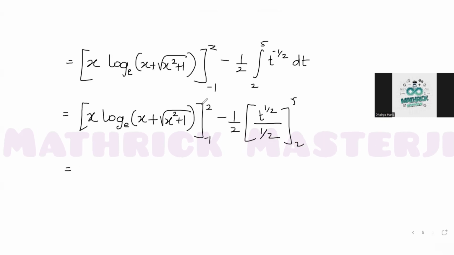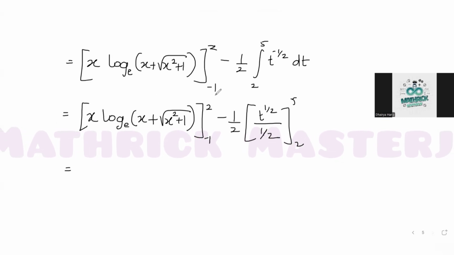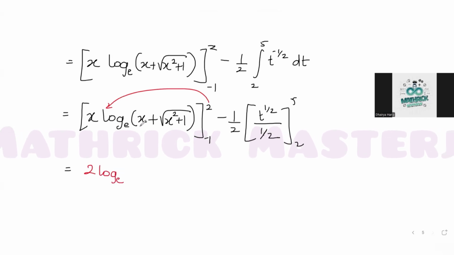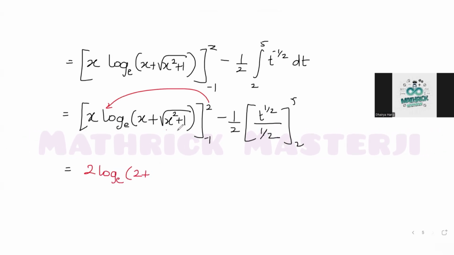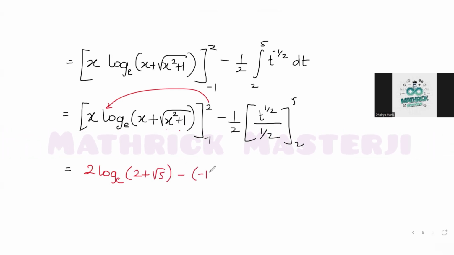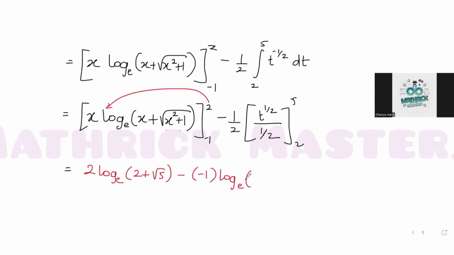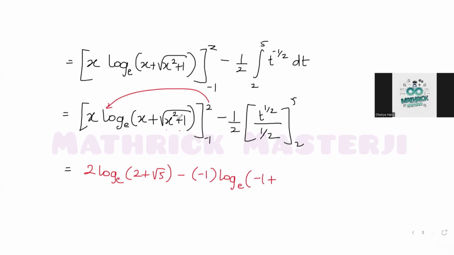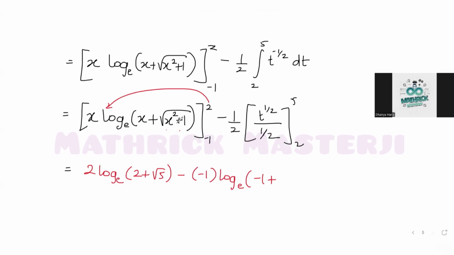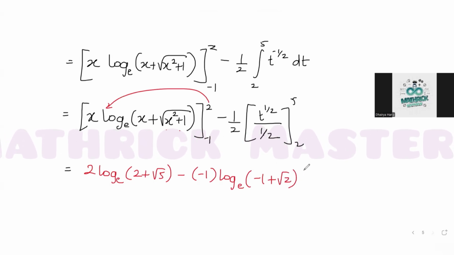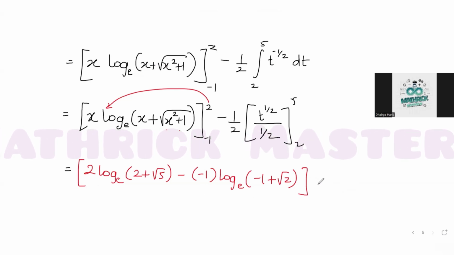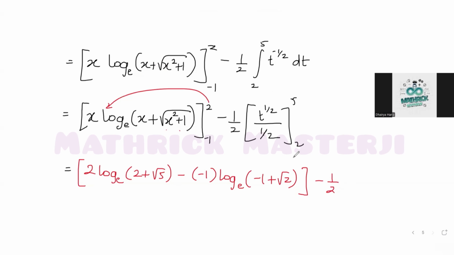If I apply the limits here, the upper limit, if I put it inside, the value of x would become 2 log base e of 2 plus root of 2 square plus 1, so root 5, minus, if I put -1, log base e of -1 plus root of x square plus 1, so -1 squared is 1, 1 plus 1 is 2. So we get this. And this also, I get this minus half.